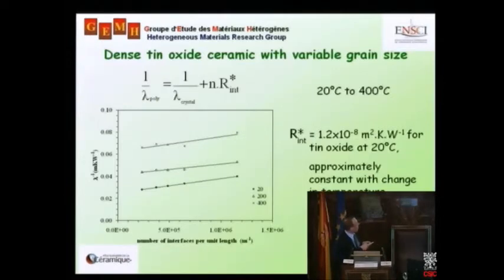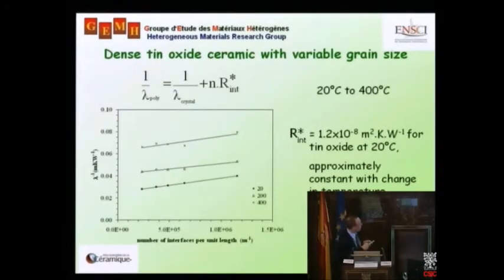What you will see is that we see this increase, and that from this rather simple expression, if we simply take the slope here, we can make an estimate of the grain boundary thermal resistance. And this gives us a value of the order of 10 to the minus 8 meters squared Kelvin per watt. We also notice that there is very little difference at different temperatures. So it seems that this value is approximately constant with temperature.